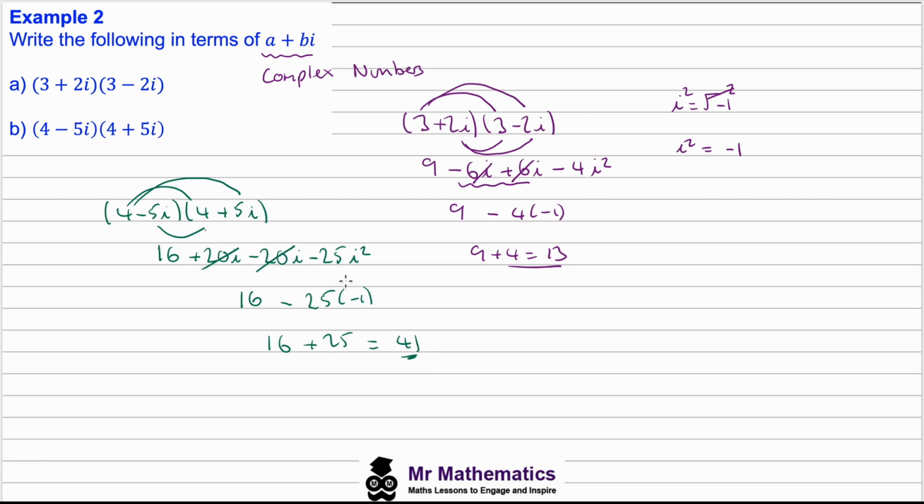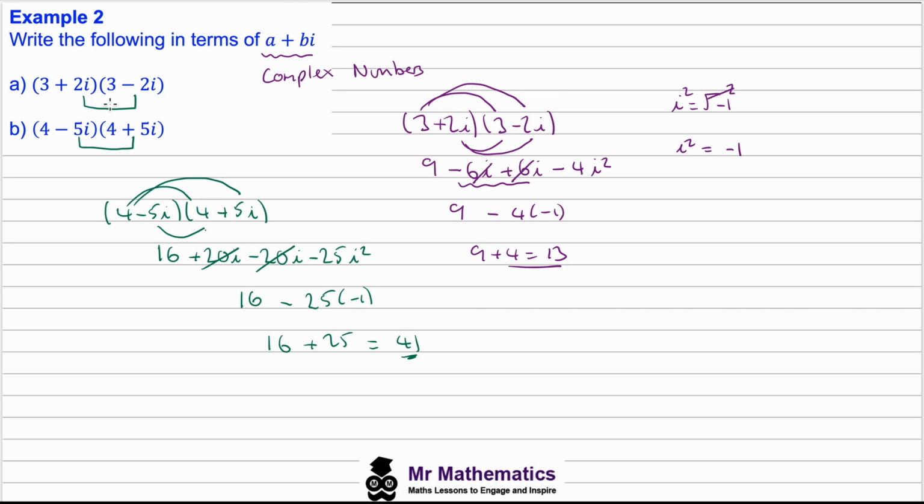You can see that in questions A and B, each pair of brackets cancelled out the imaginary parts. And in a future lesson, we'll cover these special brackets. They're called the complex conjugate pair because they eliminate the i terms. We'll look more at these in future lessons.